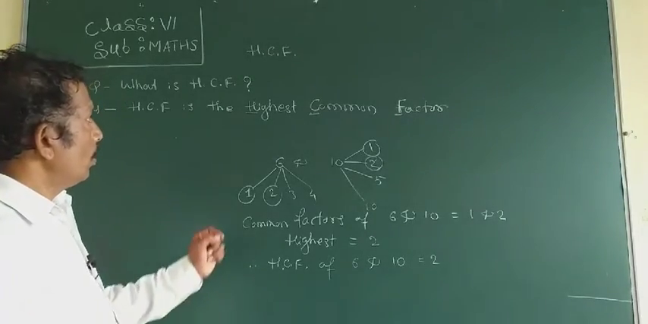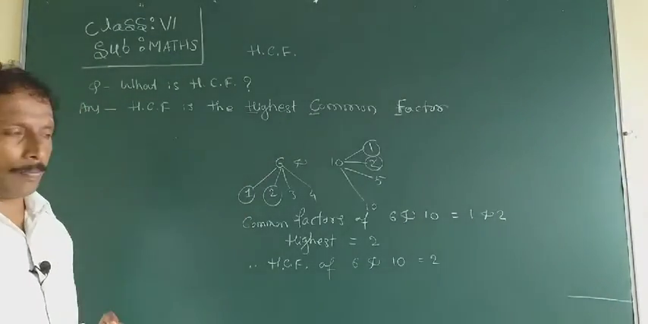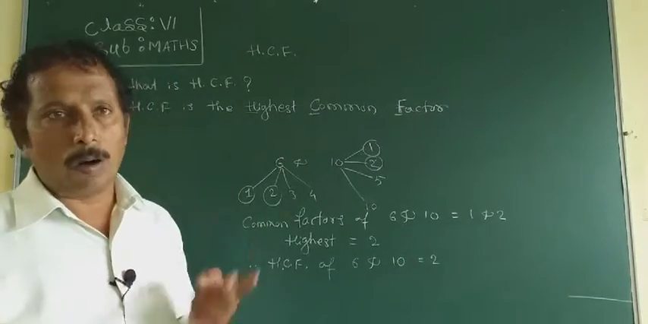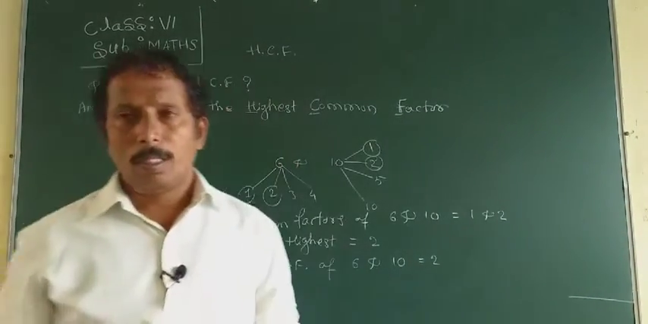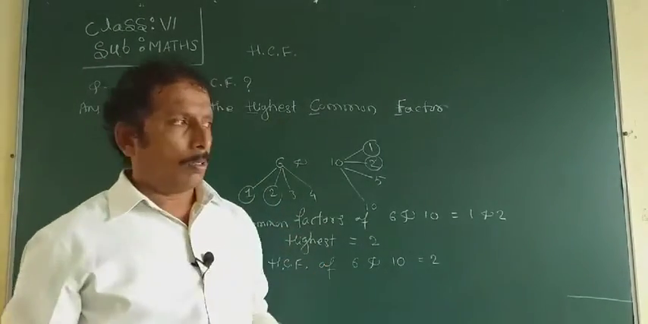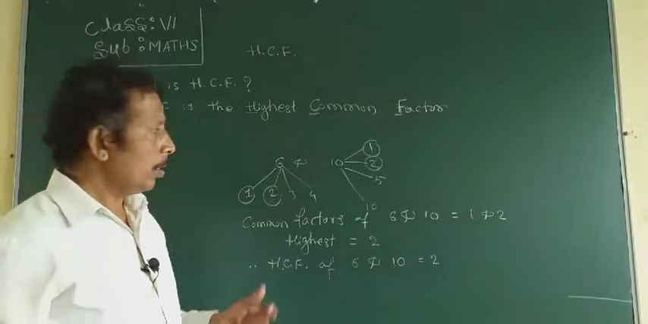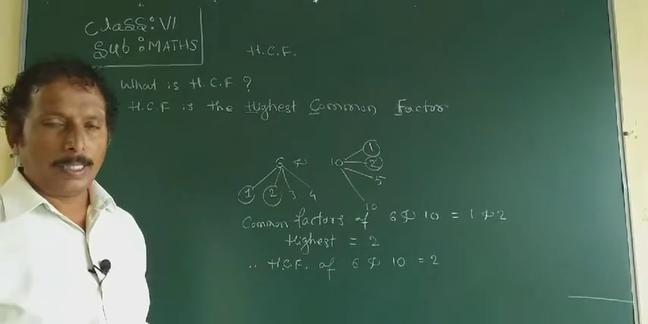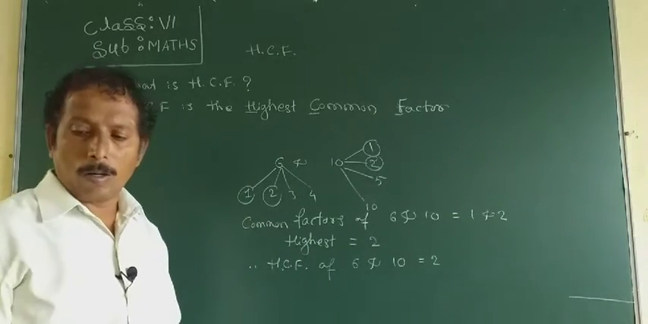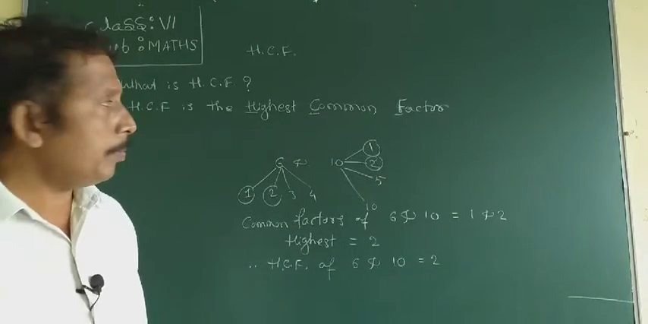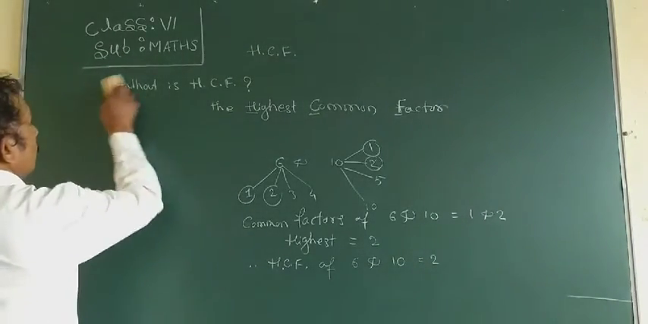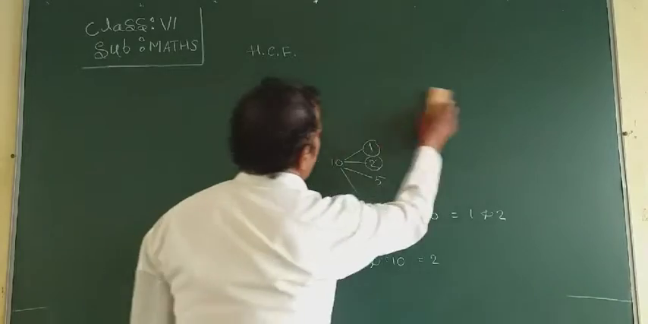Now, similarly, we can solve the HCF of given 2 numbers or given 3 numbers. In finding the HCF of given 2 numbers or 3 numbers, use the factorization method. It is the better way to find the HCF of 2 or 3 numbers. Let us come to solve the HCF of numbers given in your exercise.